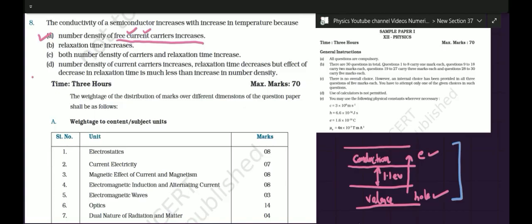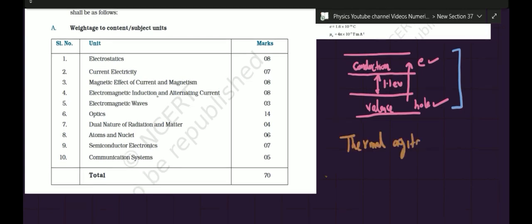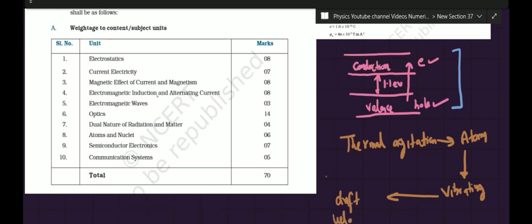One more thing that happens is that the thermal agitation of the lattice grows due to temperature, which also impacts the atoms, right? So silicon atoms will start vibrating. Once they start vibrating, the drift velocity gets impacted. Now, what does it mean?